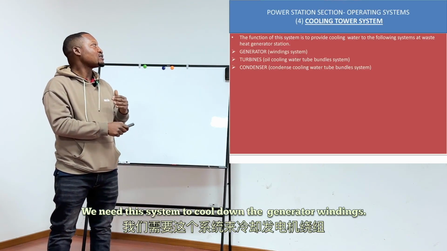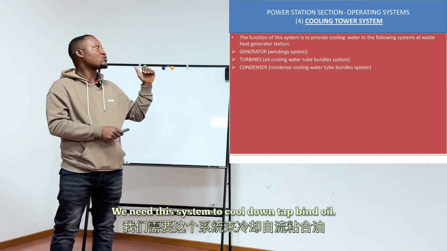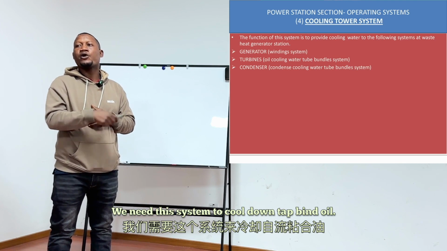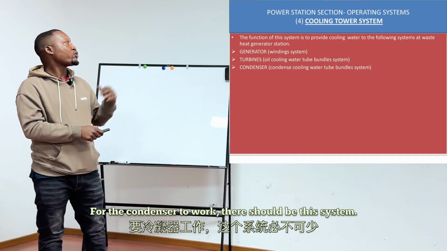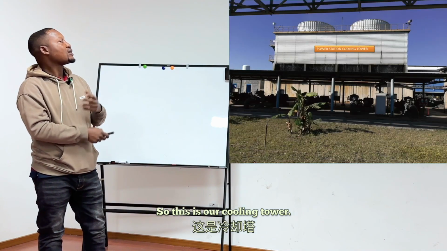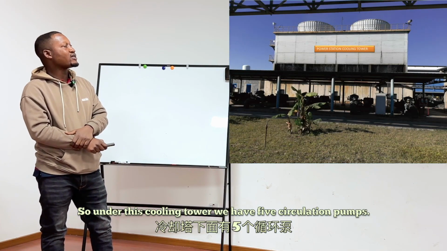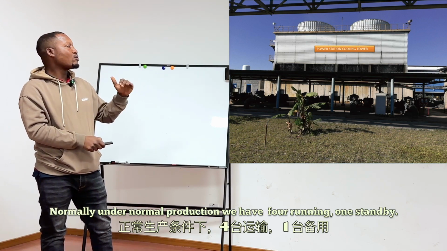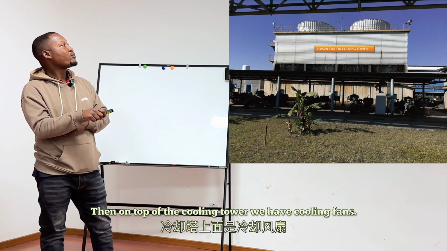We need the cooling tower system to cool down the generator windings. We need this system to cool down turbine oil. Then we also need this system for the condenser. For the condenser to work, there should be this system. So this is our cooling tower. Under this cooling tower, we have 5 circulation pumps. Normally, under normal production, we have 4 running, 1 standby. Then on top of the cooling tower, we have cooling fans.